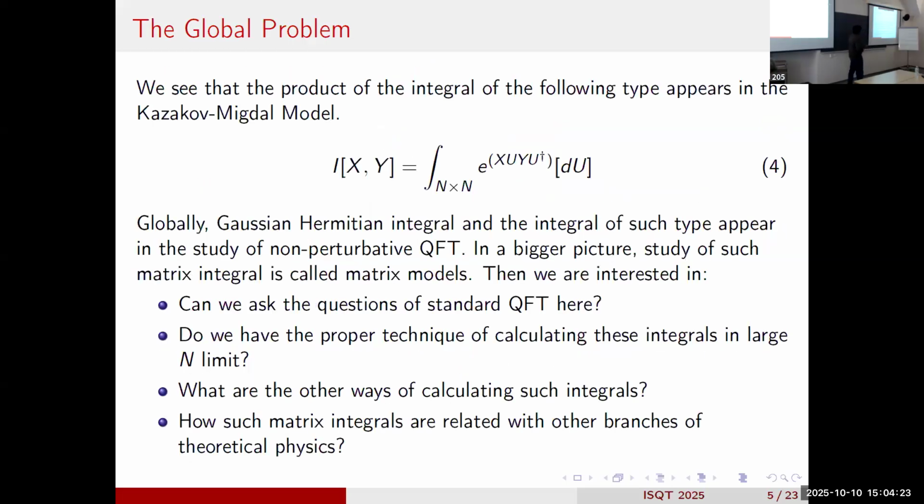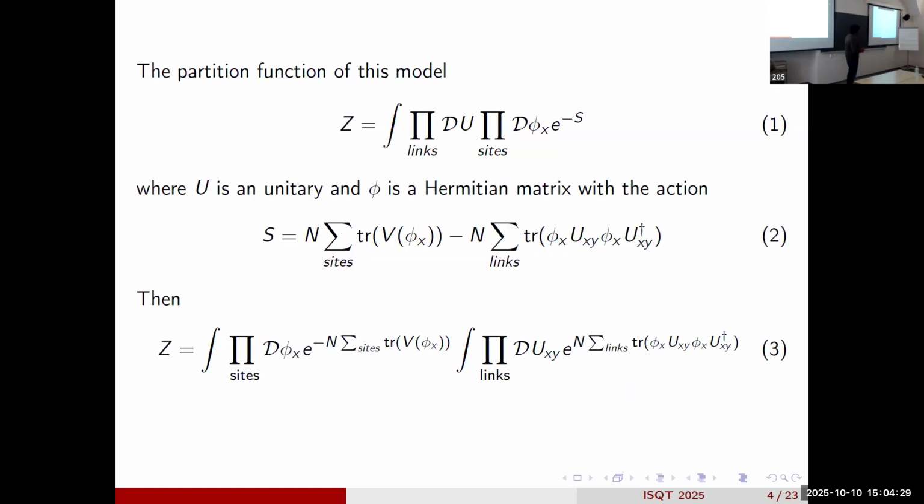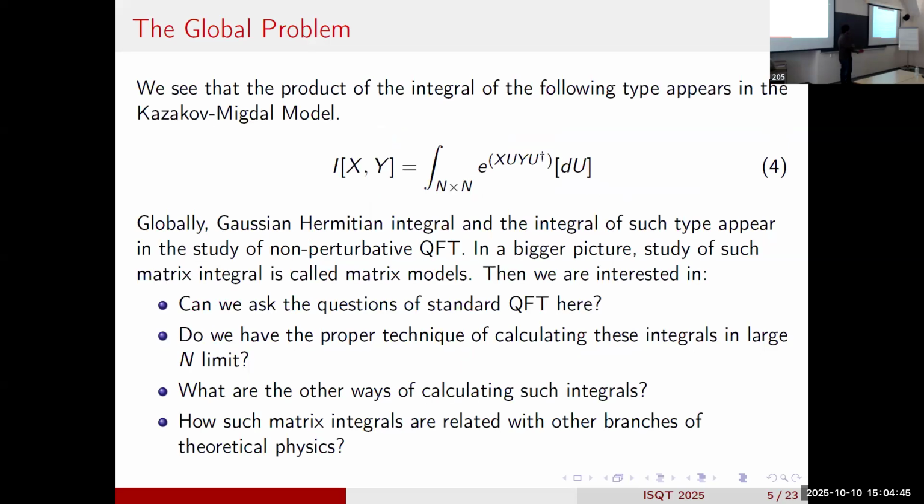So we are interested in this particular kind of integral. You see that this integral appears in the problem of lattice gauge theory, but previously this integral has been studied by Itzykson and Zuber, and Harish-Chandra also. That's why this integral is called the Itzykson-Zuber integral, which is of interest to us from the point of view of standard non-perturbative QFT.